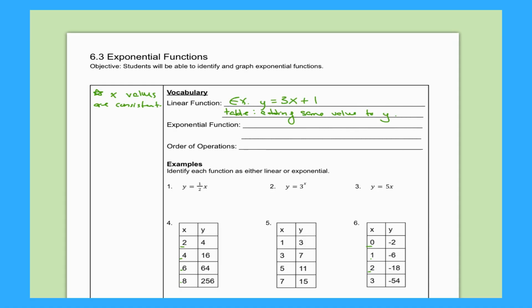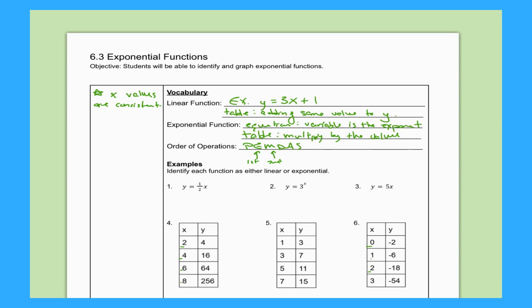All right, for the exponential function, this is the new part. For the equation, it's going to be an exponential function if the variable is the exponent. And as a table, instead of adding the same value every time, we're going to multiply by the same value. And then we'll need this later, not right yet, but order of operations, just a reminder. When we do order of operations, we have to do exponents before we do any multiplying.